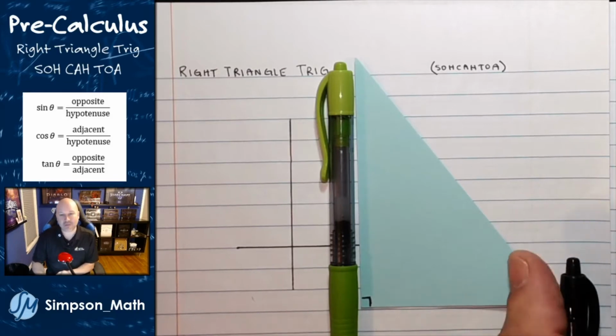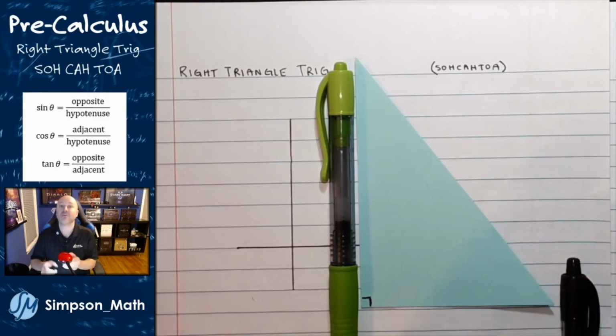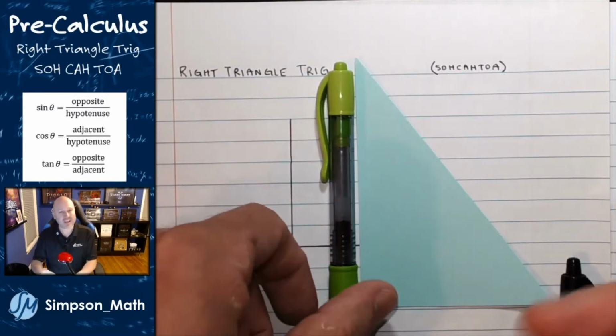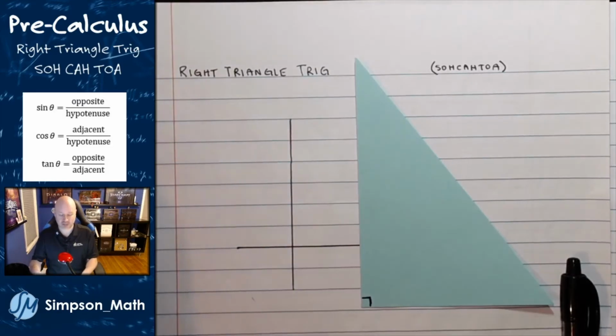That's right triangle trig. You know some information, and you use that information using trigonometry to fill out the rest of the triangle, to solve the triangle. That's kind of the goal for this lecture.